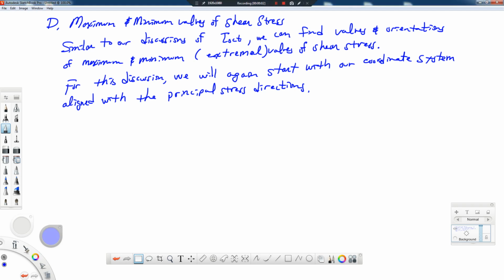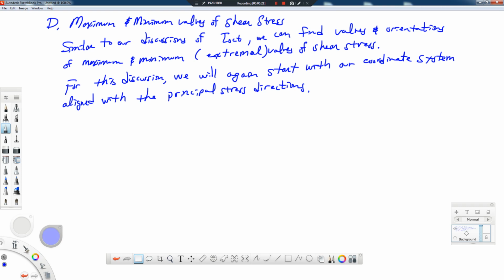In this lecture, we're going to talk about the maximum and minimum values of shear stress. Similar to our discussions of the octahedral shear stress, tau octahedral, we can find values and orientations of maximum and minimum shear stress, or extremal values of shear stress.